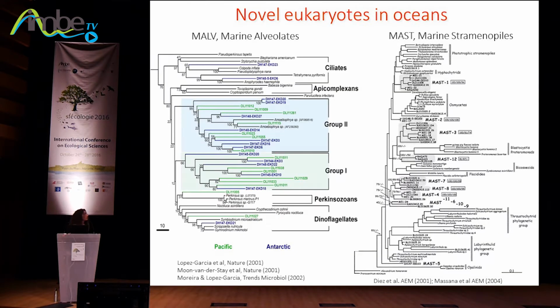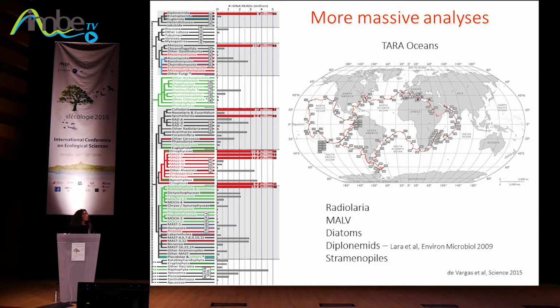So, the first molecular surveys of microbial eukaryotes, protists, took place in the oceans at the beginning of the 21st century, and already revealed the occurrence of new clades such as these groups 1 and 2 of marine alveolates related to dinoflagellates here, and these MAST groups, several clades of marine stramenopiles in oceans. And there have been many more studies, and now we have even much more massive analyses, such as the analysis carried out during the Tara Oceans expedition that have confirmed and extended those initial observations.